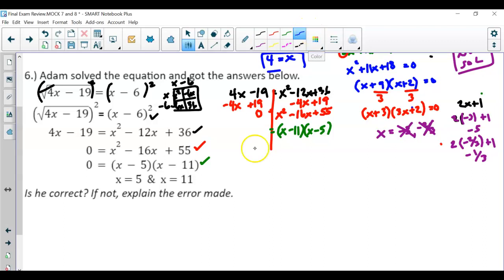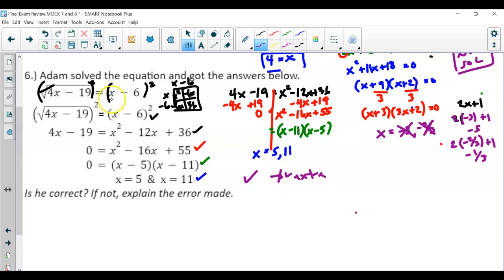That means here that x is equal to 5 and 11, which matches. But now I'm noticing something, and you should have as well. Are we done? Does this mean that no error was made? No, because this person, Adam here, forgot to do what actual last final step? Check for extraneous. So now we need to check for extraneous to see if we have any extraneous solutions.